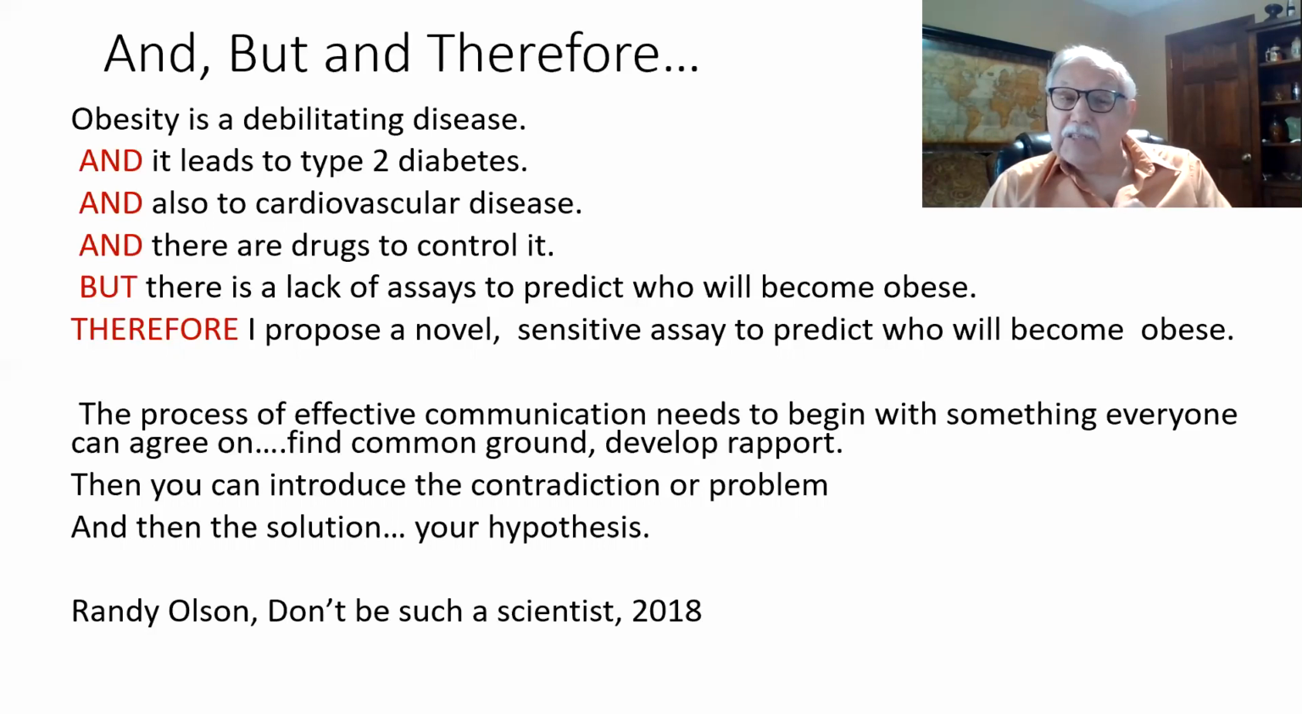There's a lack of assays to predict who will become obese. This is a problem then that needs to be solved. Therefore, I propose a solution to this problem. I propose a sensitive assay to predict who will become obese. Do you see the logic and the flow there? You start with something everybody can agree on, and. That's the preliminary data, the state of the science. Then you can introduce the problem. And then you introduce your solution to the problem, your hypothesis.